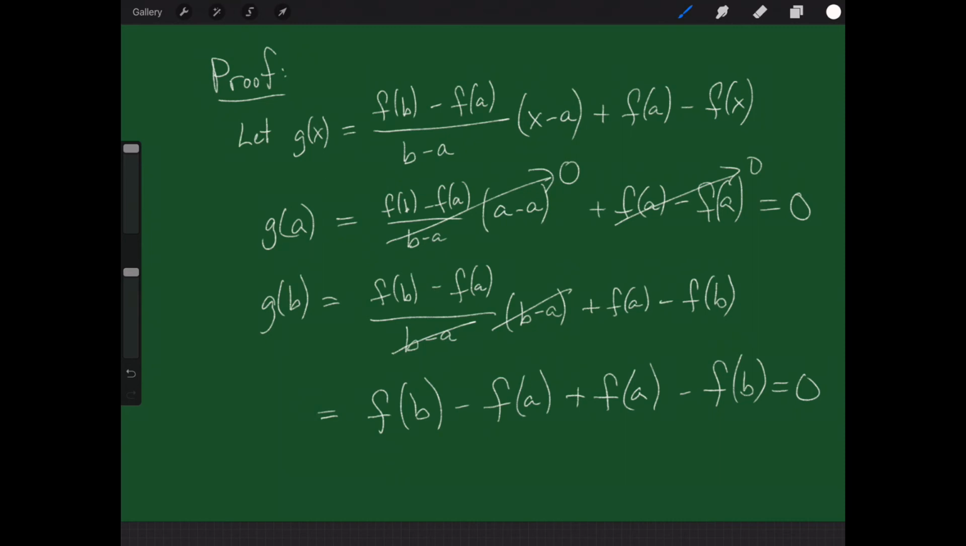This should kind of ring a bell in your mind. Hey, didn't we just prove something about functions who have their endpoints being equal? Yeah, Rolle's theorem applies to this function g. It's nice and continuous, it's differentiable, and so let's look at what Rolle's theorem tells us then.